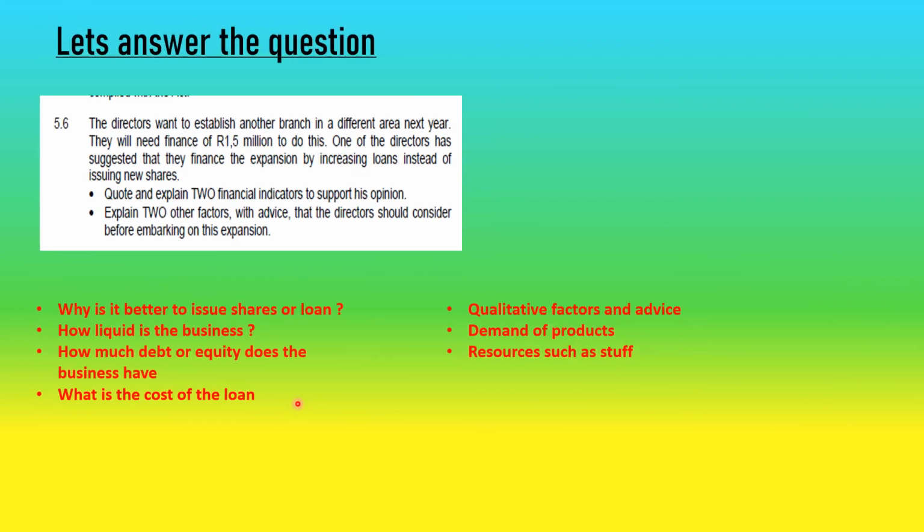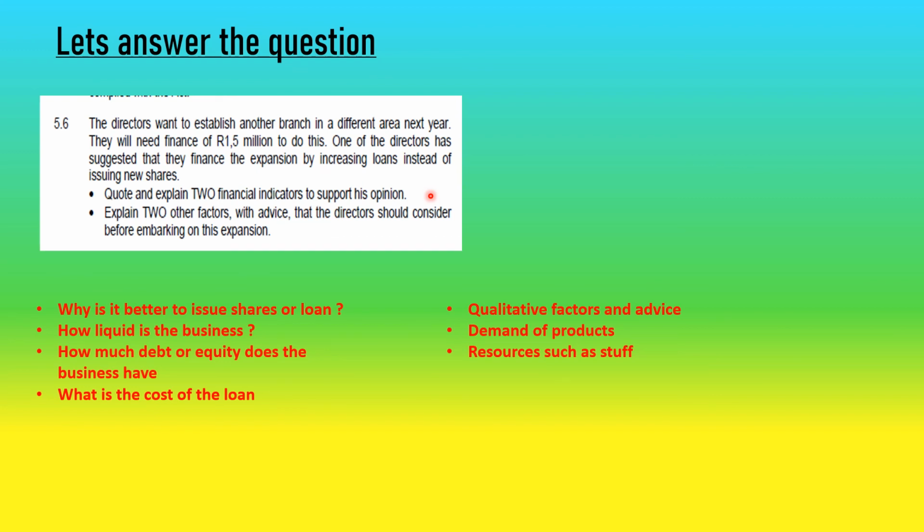Okay. If you look at this question, the directors want to establish another branch in a different area next year. They will need a finance of 1.5 million to do this. One of the directors has suggested that they finance the expansion by increasing loans instead of issuing new shares. Quote and explain two financial indicators to support his opinion. So that means, once again, in this question, we don't need to determine his opinion. We've been given his opinion. We now have to substantiate his opinion, which is that he wants to increase loan.